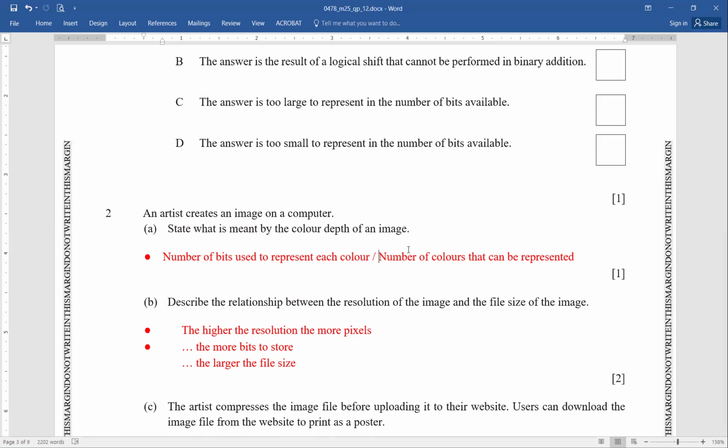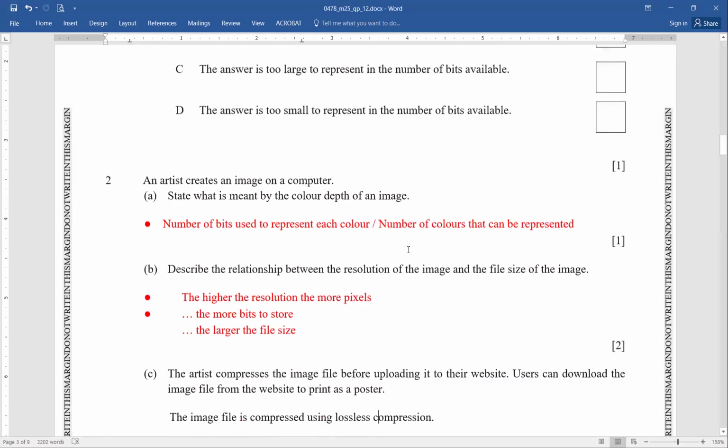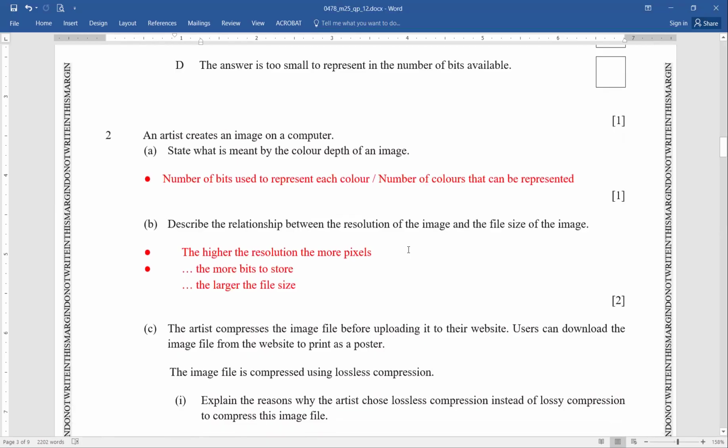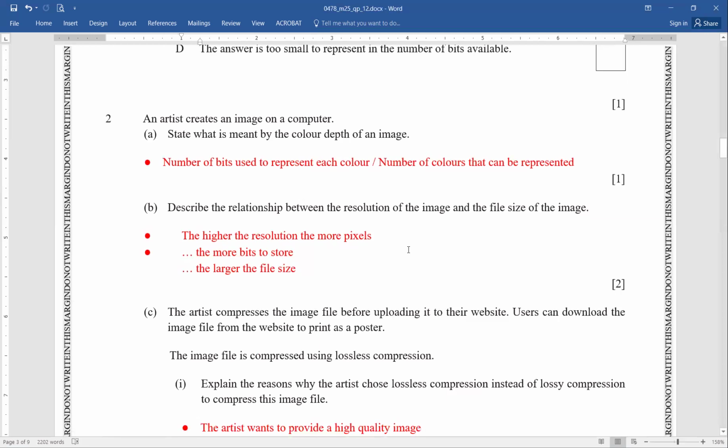Okay. Part C. The artist compresses the image file before uploading it to their website. Users can download the image file from the website to print as a poster. The image file is compressed using lossless compression. Explain the reasons why the artist chose lossless compression instead of lossy compression, to compress this image file. Okay, now you have to tell the reason that why the artist has chosen the lossless compression method instead of lossy compression method. Yes, what are the reasons for that?